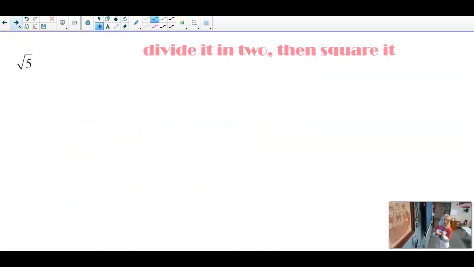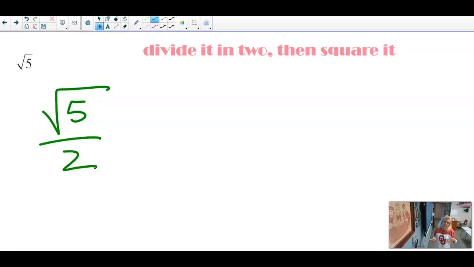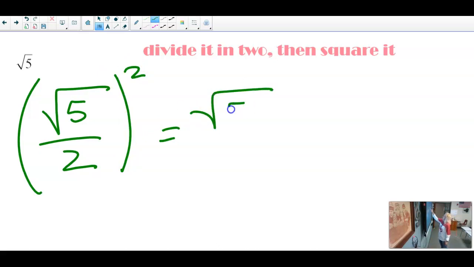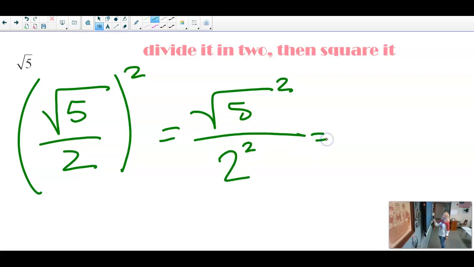So let's divide it by 2, then square it. Let's see what kind of fun that's going to be. Here's where we divided it in 2, but now we're going to square the whole entire fraction. Remember, when you square a fraction, you get to square the numerator and the denominator. Don't forget you have to do both. Also remember, when you square a square root symbol, that goes away. So that's just going to be 5 over 4.